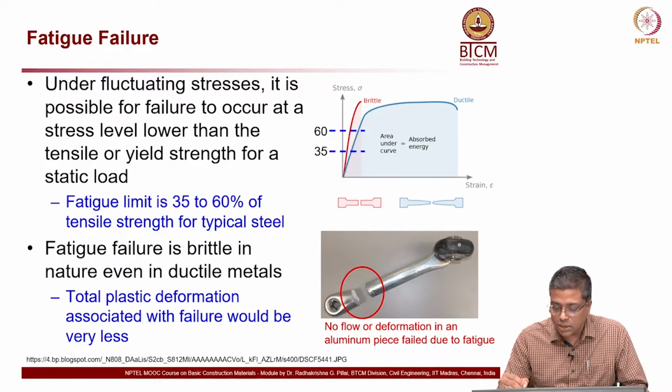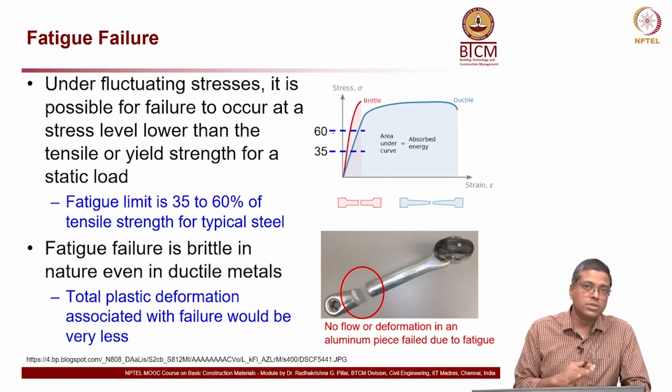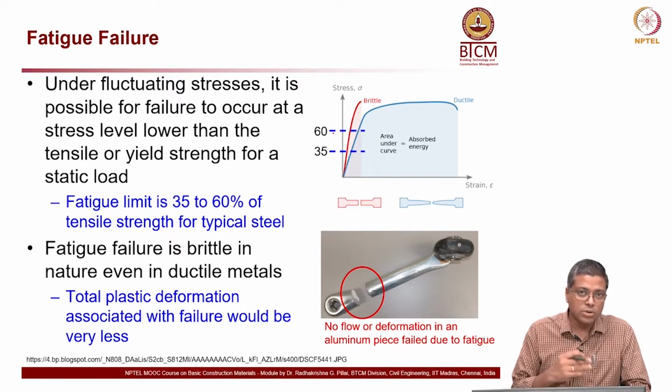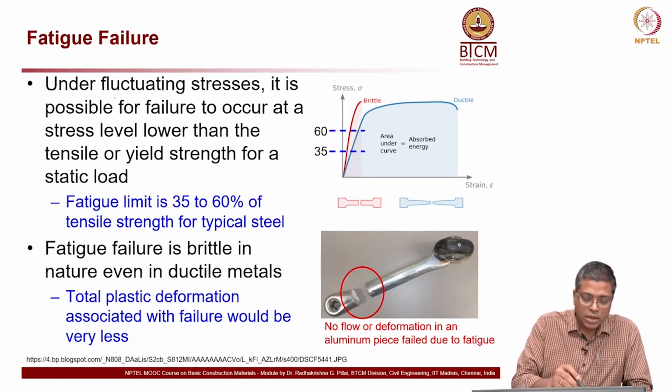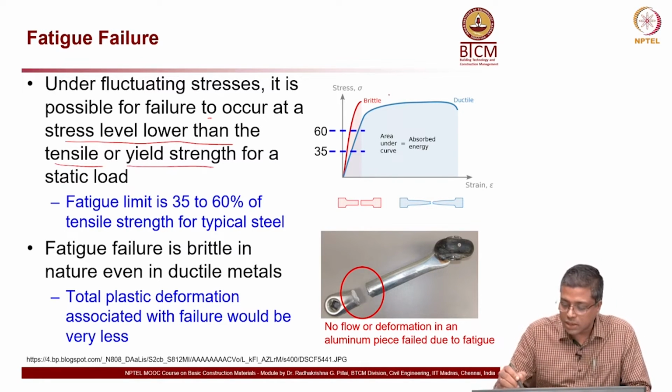So, assume that this is the stress strain graph, and then fatigue failure can happen at a lower stress level than the actual ultimate tensile strength or compressive strength of the material. Now, you can see here, under fluctuating stresses, it is possible for a failure to occur at a stress level lower than the tensile or yield strength for the static load. We are focusing on tensile strength here. So, this can happen at this condition here.